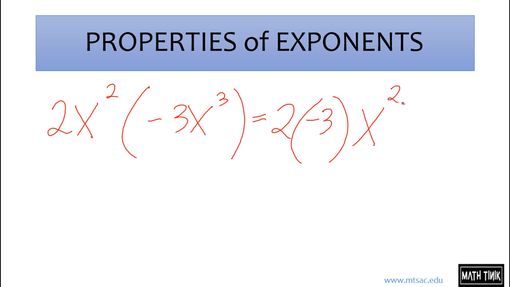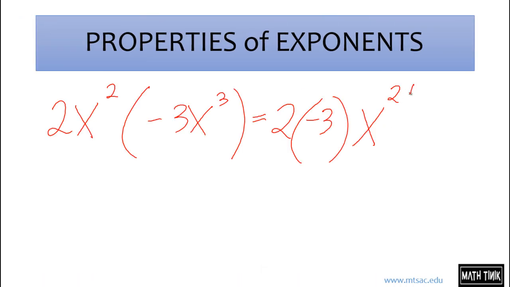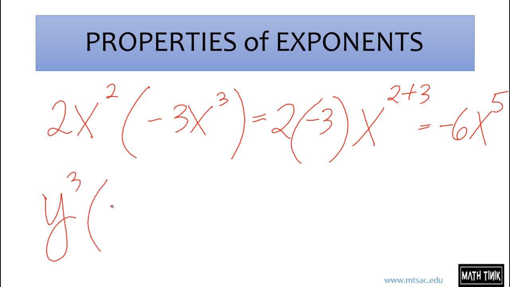So the first term, exponent niya ay 2. And the second term, exponent niya ay 3. And therefore, for our final answer, multiply negative 3 times 2, that's negative 6. Then x, add the exponents, raised to 5. So that's our answer. Another example is y raised to 3 and 2 times y.